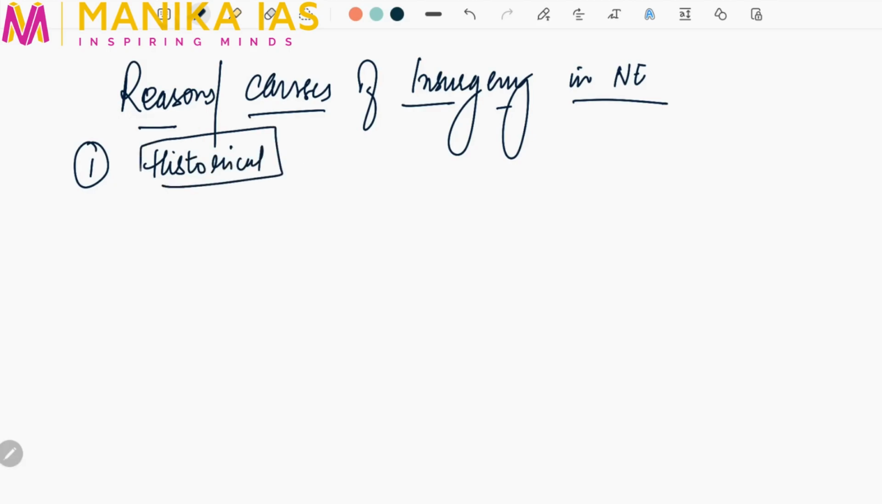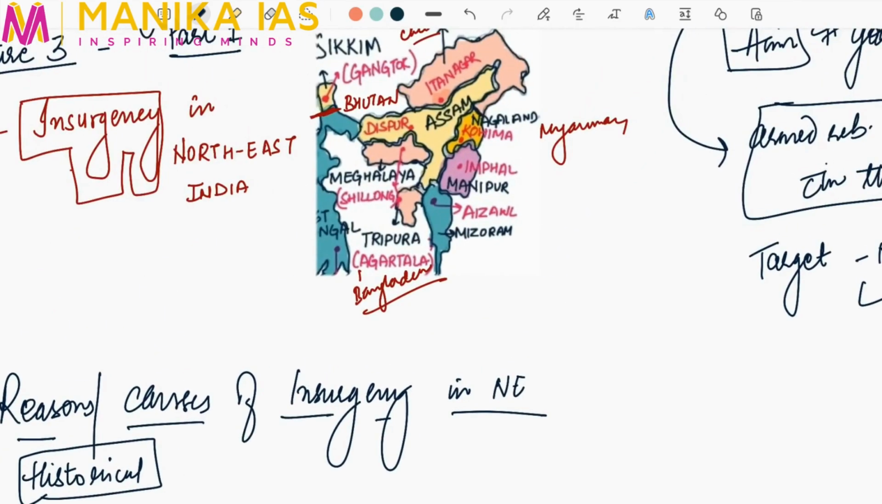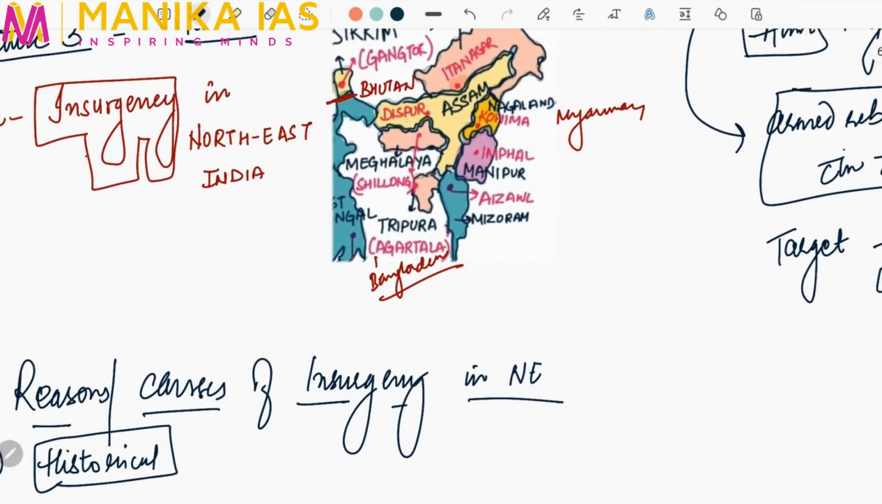Historically, what happened was, if you see, the Northeast was never governed by the Britishers directly. They were never able to get control of the Northeast as a whole. Although they said that they were ruling the Northeast also, they were never able to move beyond the valley region of Brahmaputra. So in this area only they could make their presence felt.